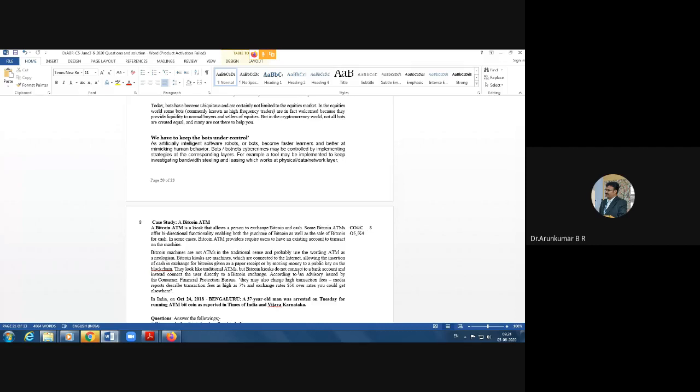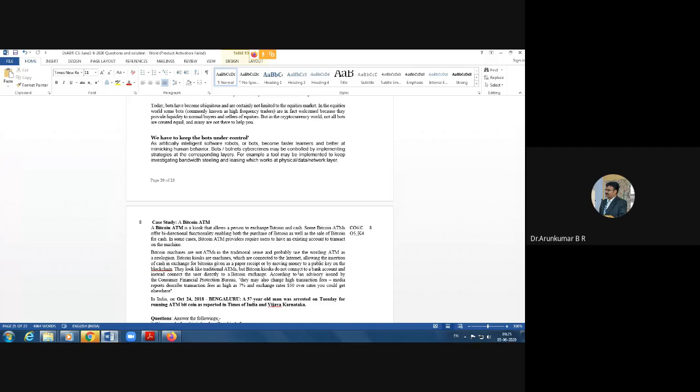Bitcoin machines are not ATMs in the traditional sense and probably use the wording ATM as a neologism. Bitcoin kiosks are machines connected to the internet, allowing insertion of cash in exchange for Bitcoins, given as a paper receipt or by moving money to a public key on the blockchain. They look like traditional ATMs, but Bitcoin kiosks do not connect to a bank account and instead connect the user directly to a Bitcoin exchange.